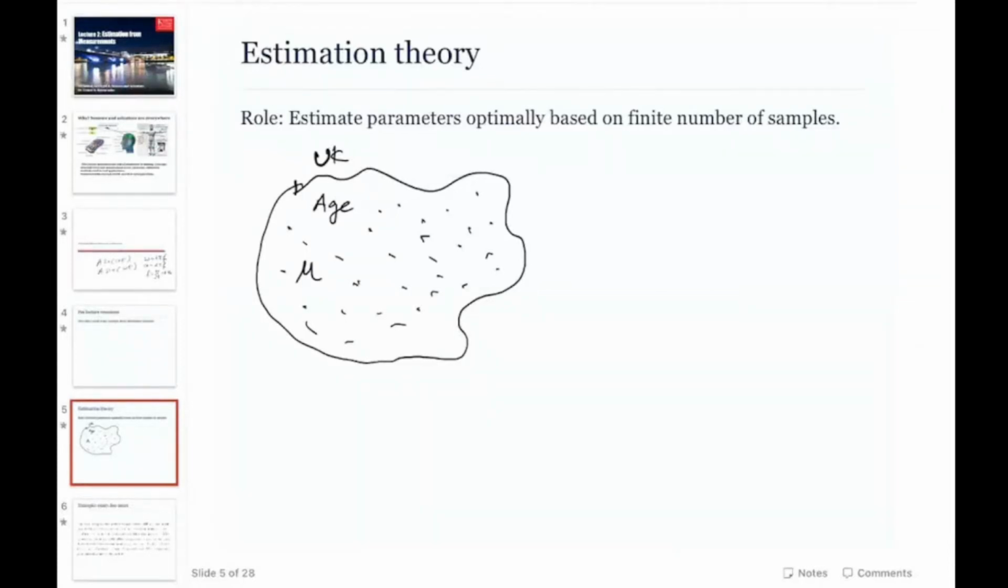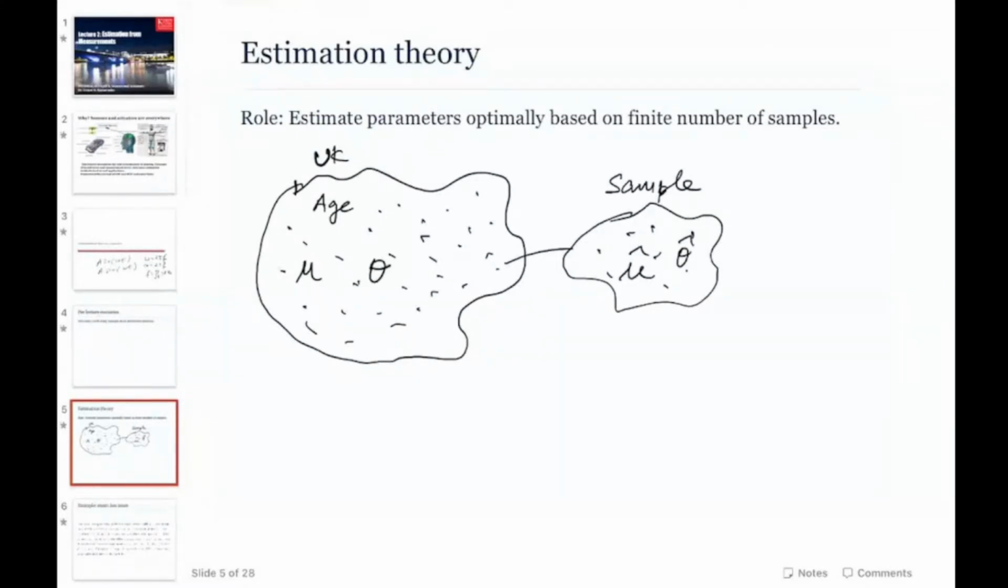But then we might want to take a sample that is much smaller, and then we need to estimate one parameter. It could be mu, it could be theta, knowing that the true parameters are known, but then can we have an estimate of those parameters using a small sample size? So the goal is to estimate those parameters optimally based on a finite number of samples. That's the goal.